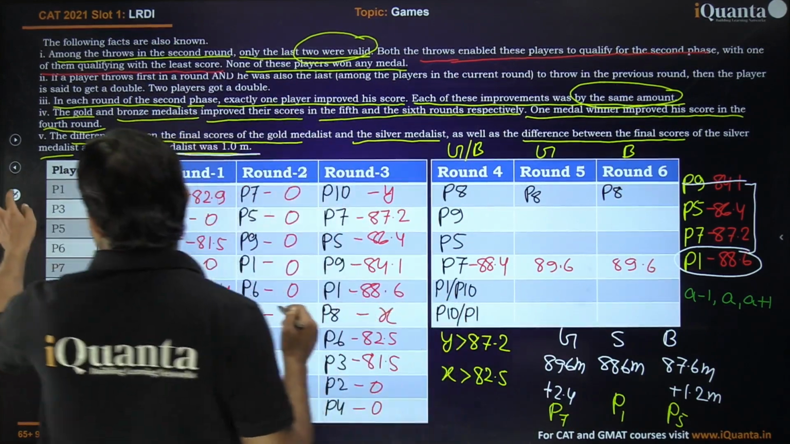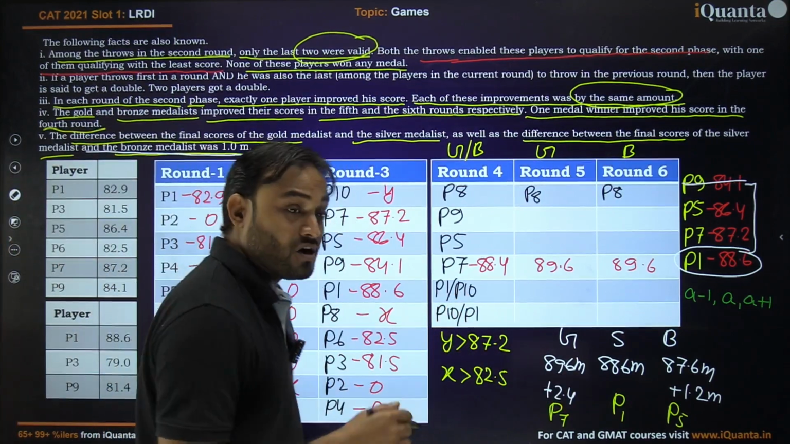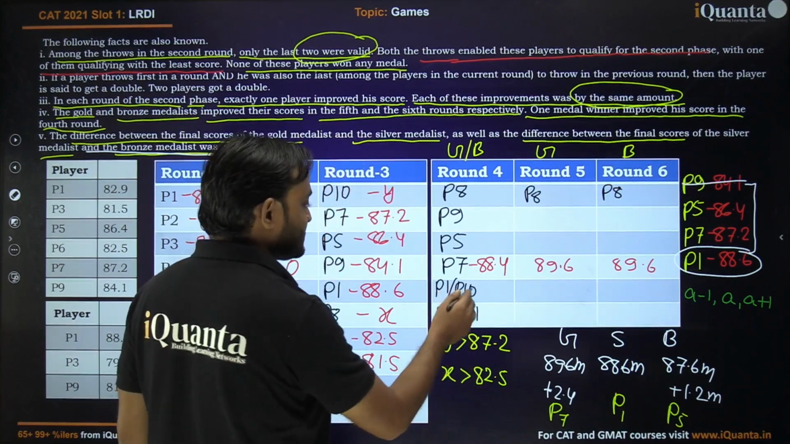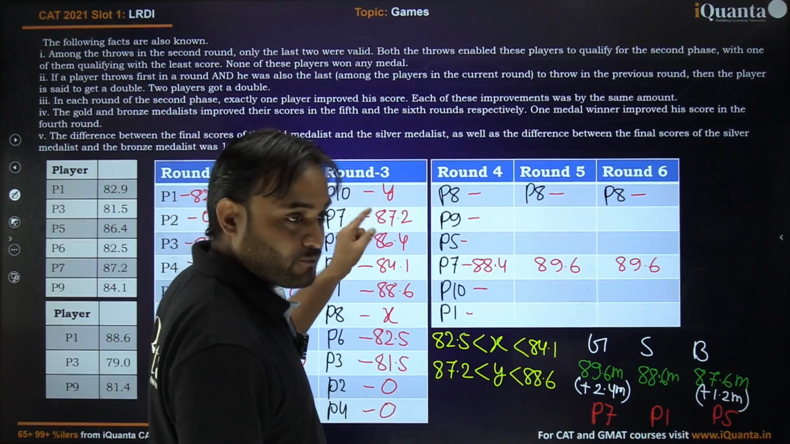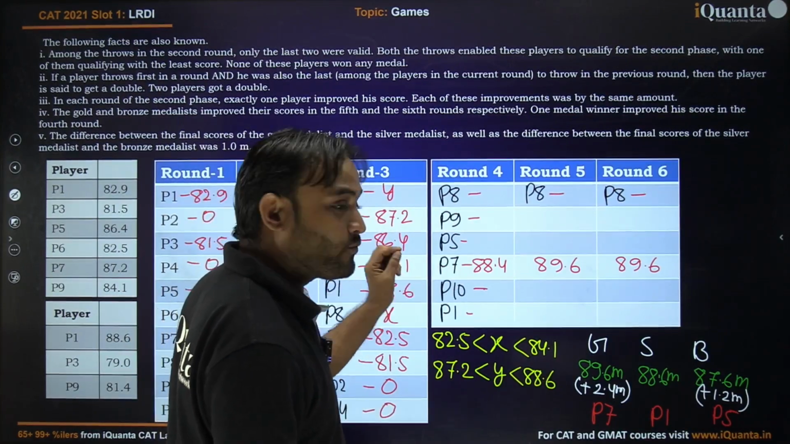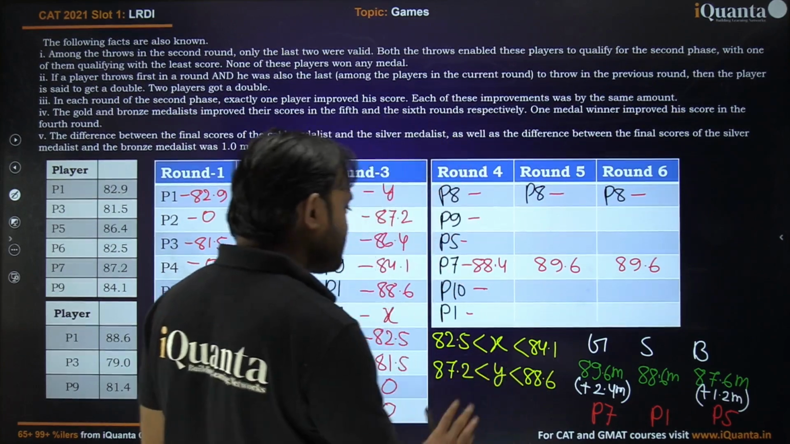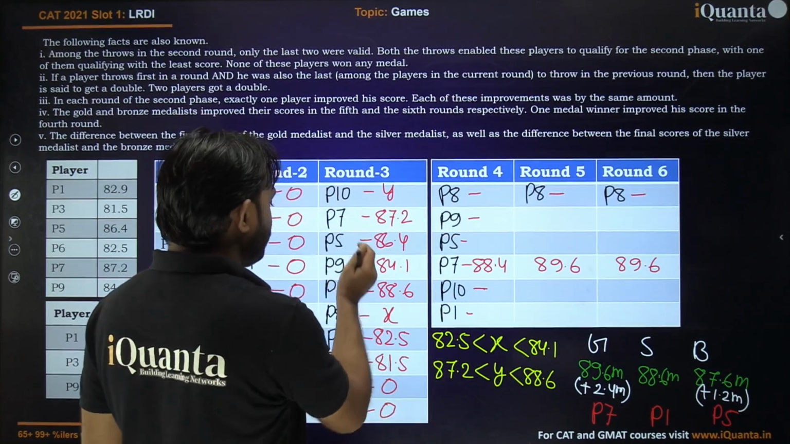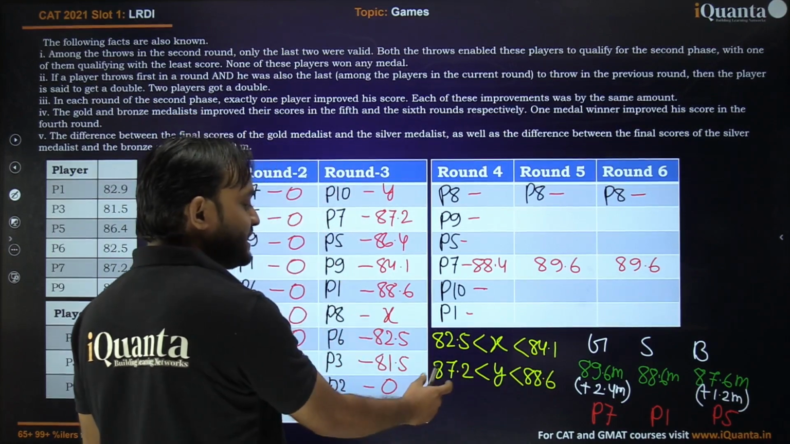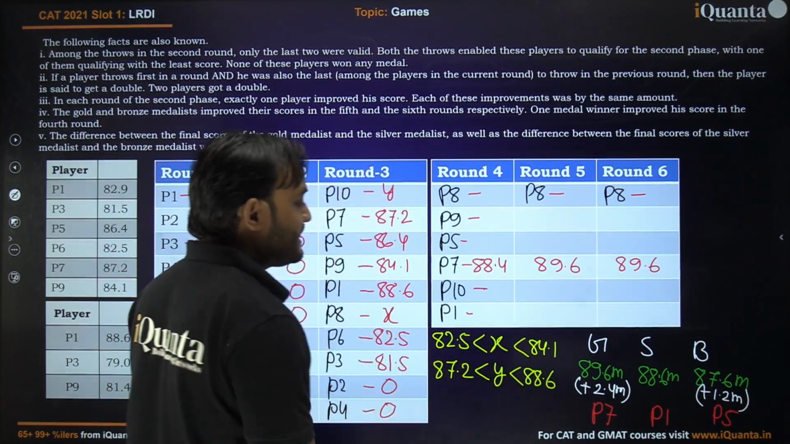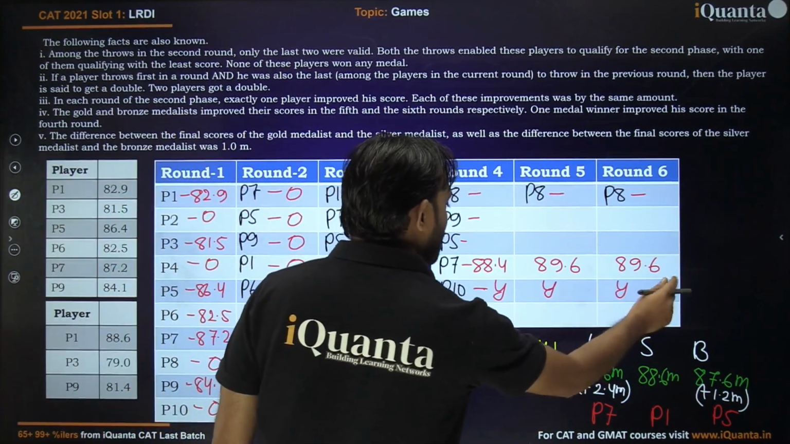For P1, we know that P1 is 88.6 and he got silver. So P10 must be lesser than that because he did not get a medal. P10 was better than 87.2, but he did not win. So he must be lesser than P1, who was 88.6 in the 3rd round. So we can say Y was between 87.2 and 88.6. So let's put Y; all of these are Y.